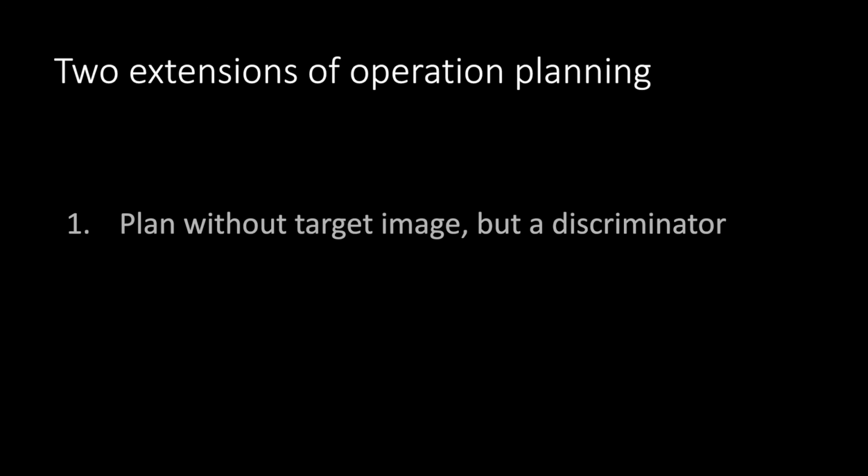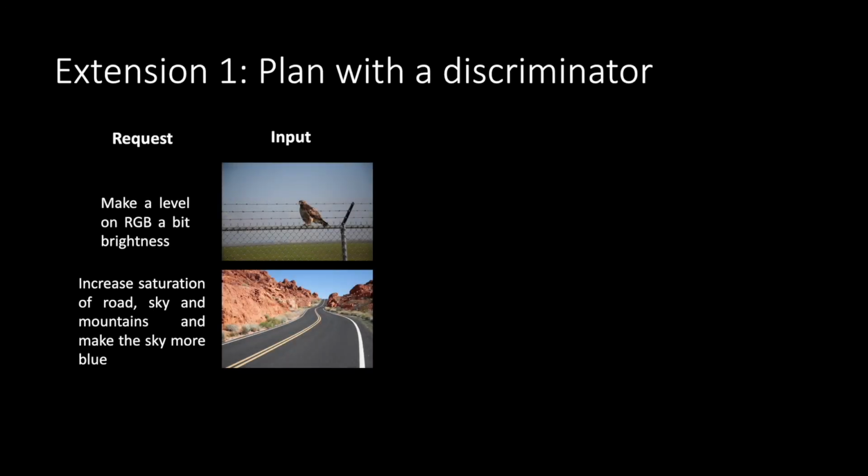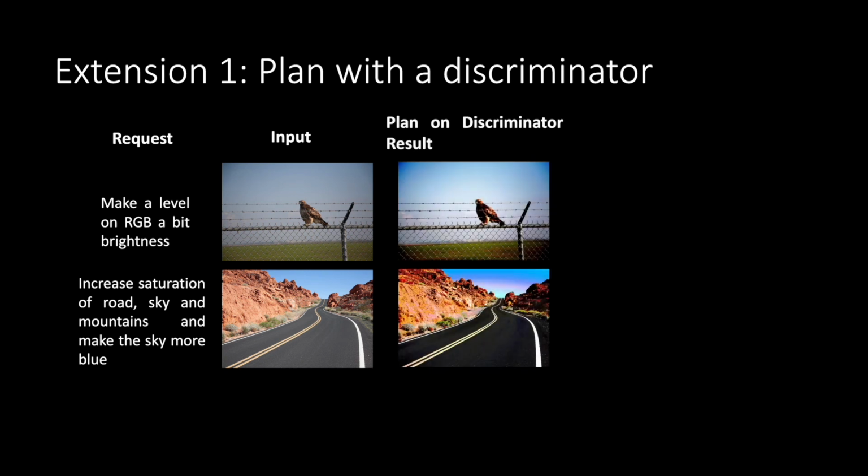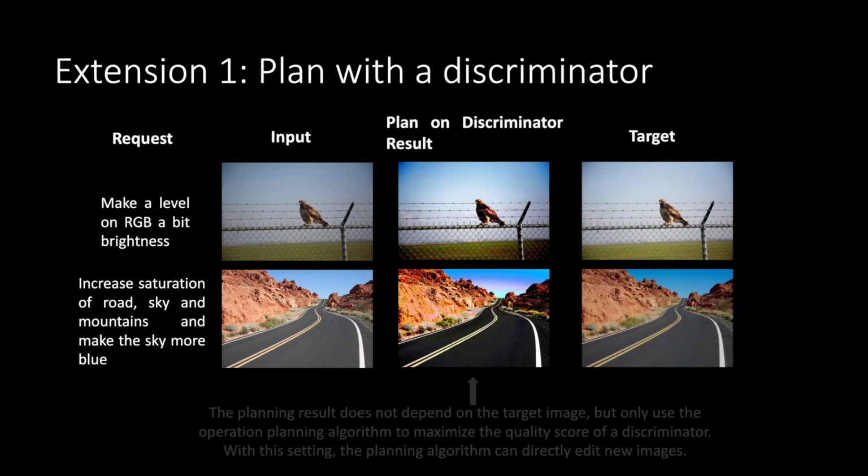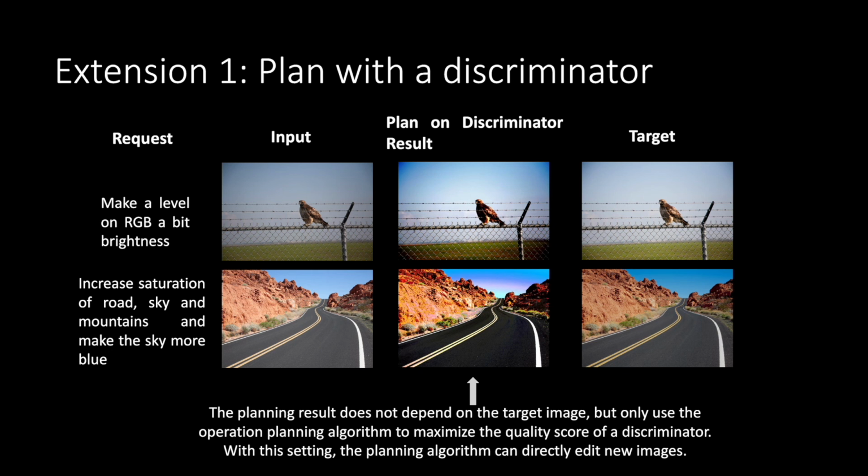Next, we show 2 extensions of operation planning. First is planning with a discriminator. This planning result does not depend on the target image, and only uses the operation planning algorithm to maximize the quality score of the discriminator. With this setting, the planning algorithm can directly edit new images.